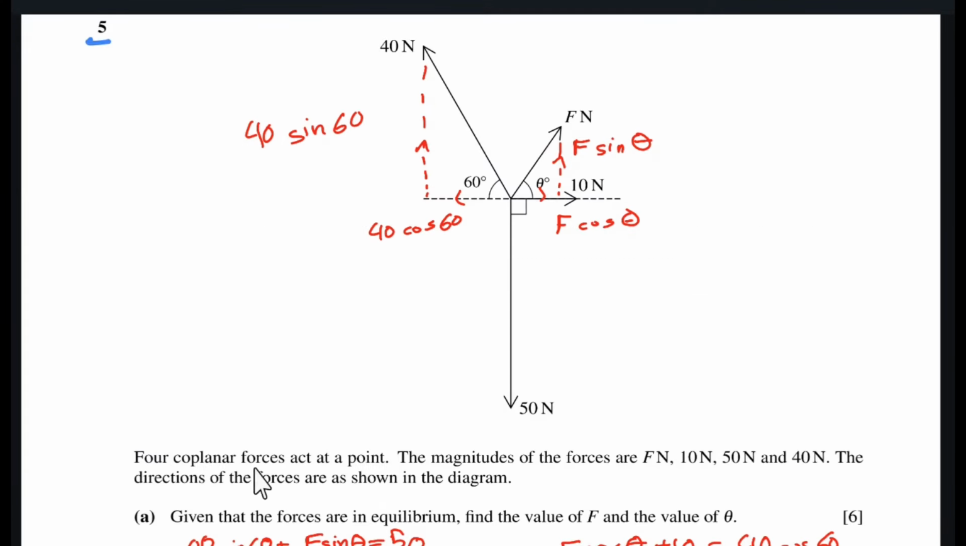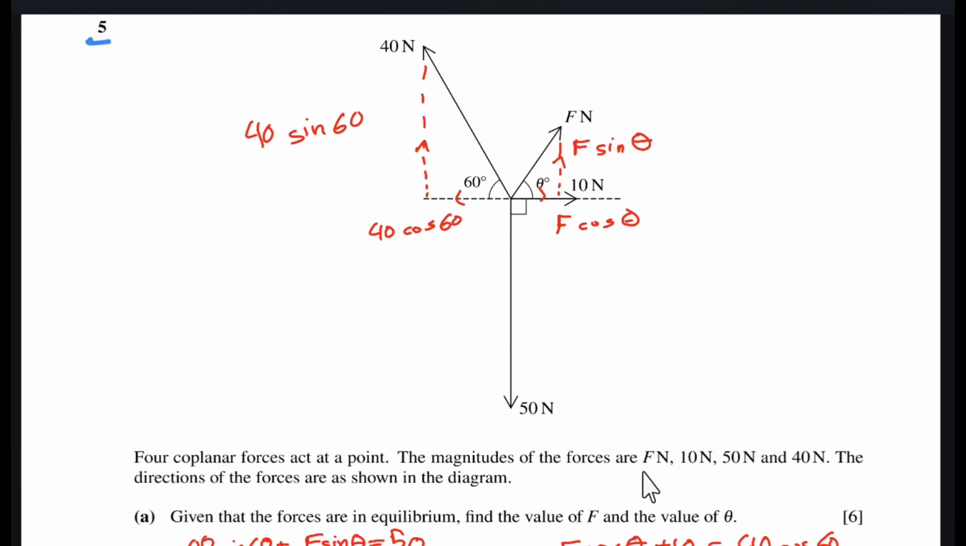5. Four coplanar forces act at a point. The magnitudes of the forces are F Newton, 40 Newton, 10 Newton, and 50 Newton. The relation of the forces is shown in the diagram, given that the forces are in equilibrium. So the forces are in equilibrium, we need to find the value of F and the value of theta, that is this value of F and this value of theta.